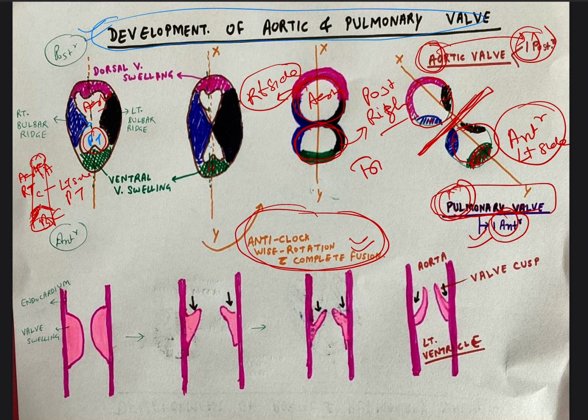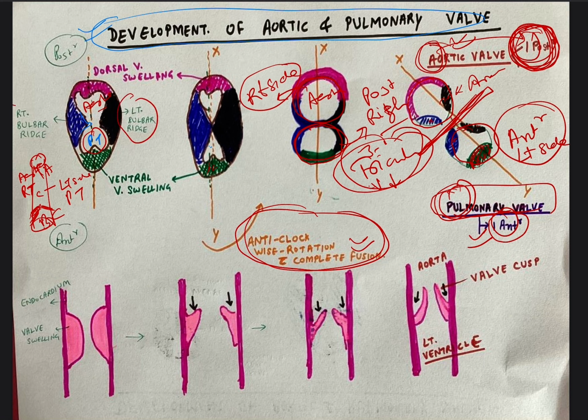As this is a tricuspid valve, all aortic and pulmonary valves have three cusps. If we are aware that one cusp comes posteriorly in the aortic valve, then the two remaining will be the anterior cusps, which come from the left half or right half of the bulbar ridges. Now, how do these aortic and pulmonary valves develop?